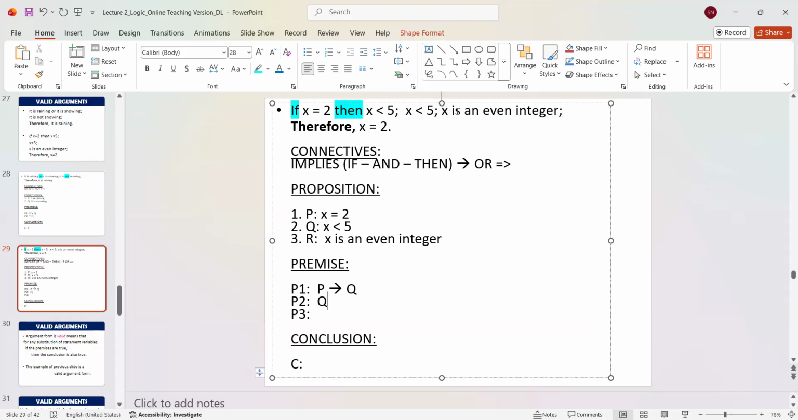Now, the next statement is X is an even integer. That is also one statement, one proposition that is referring to R. So my third premise is going to be R. Now, then we see the word therefore. So what is coming must be my conclusion. X is equal to 2, which is P. Okay, so basically these are the various portions of an argument. Okay, so now let's take possible questions that we can deal with. But I want to show you where these questions are coming from.